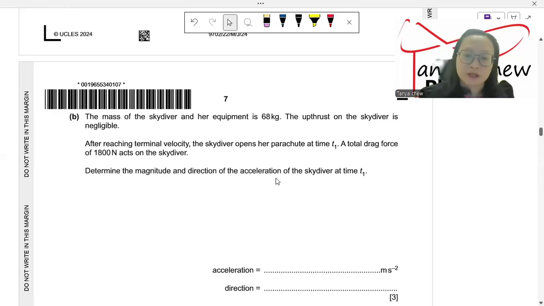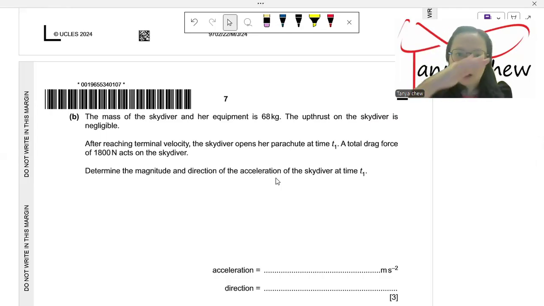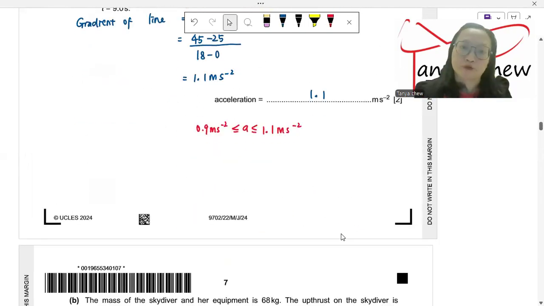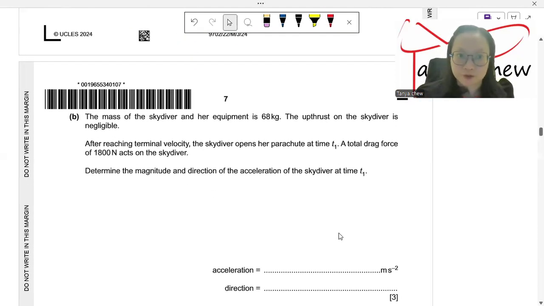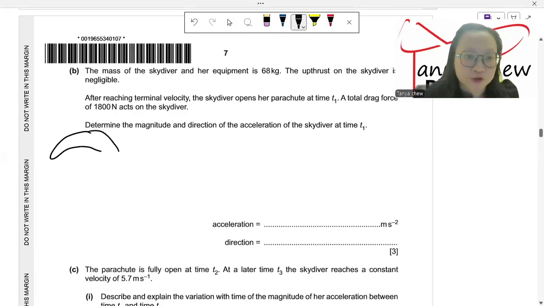Now, to determine the acceleration of the skydiver, initially when the skydiver is falling, she reaches her terminal velocity. And once the terminal velocity is reached at 39 meters per second, she suddenly opens her parachute. Due to the large surface area, don't you think your drag force will increase, right? So that drag force is 1,800 acting on the skydiver. So I am going to draw the whole thing here so that you can see. This is a parachute together with the skydiver going down.